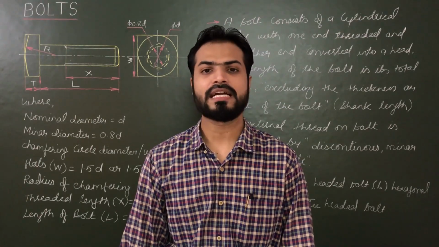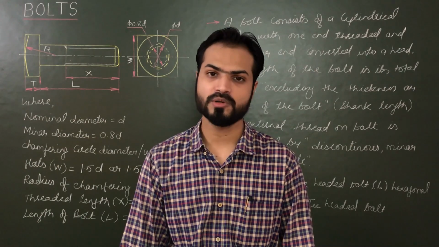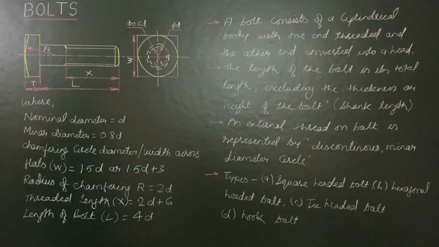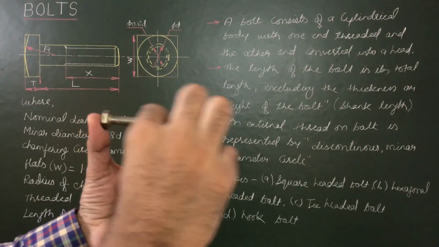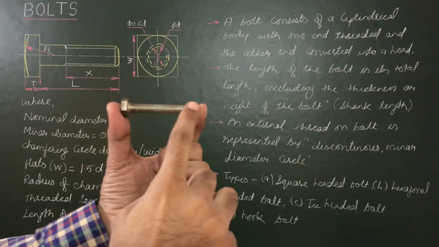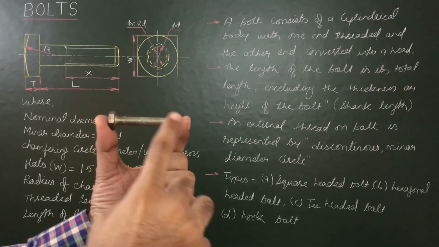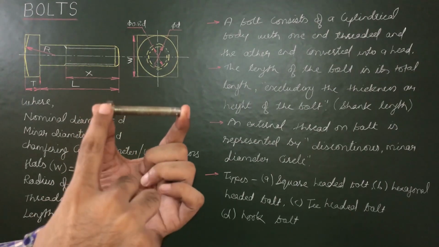In today's class, we'll start the next topic of machine drawing, that is bolts. Let's see what is a bolt. A bolt consists of a cylindrical body with one end threaded and the other end converted into a head. As you can see, a bolt is a cylindrical body with one end threaded, so this end is threaded, and the other end is converted into a head.